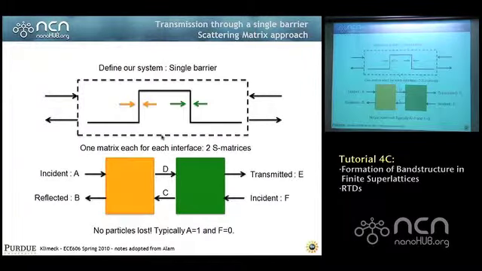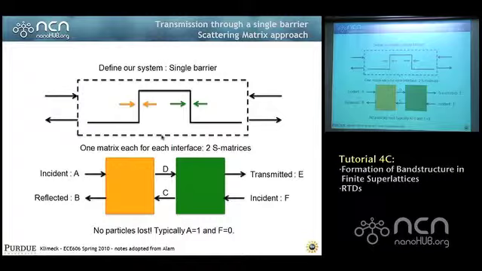And you might have heard of a scattering matrix approach. Who has not heard of a scattering matrix approach? Okay, a couple of hands, all right. So the idea is that you take a heterostructure like this and you shine a wave into it from the left, and you shine a wave in from the right, and you try to figure out how much is transmitting and how much is reflecting.